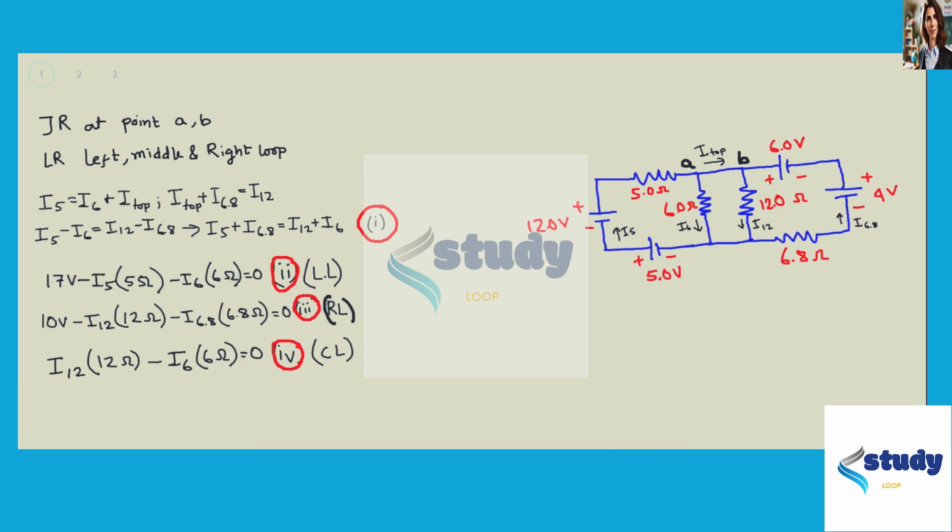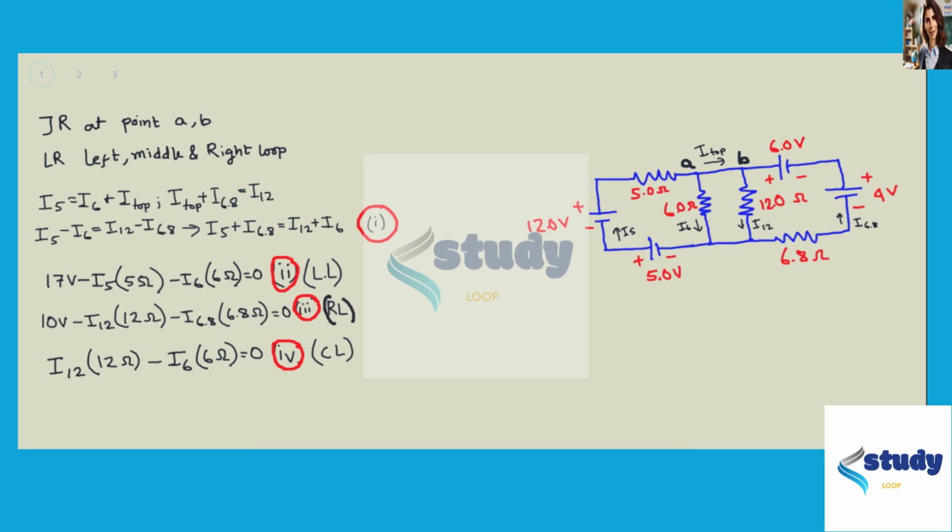Okay, so this is a very lengthy problem. First, we have this circuit here, and as you can see, I have marked all the currents passing through each resistor. I mark the current corresponding to the value of the resistor. For example, I6 is the one passing through 6 ohms, I12 is passing through 12 ohms, I6.8 is passing through 6.8, and so on and so forth.